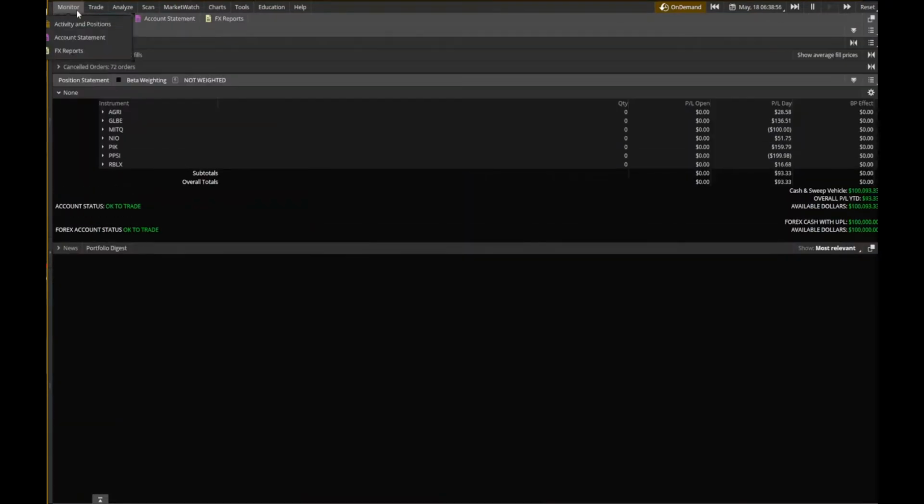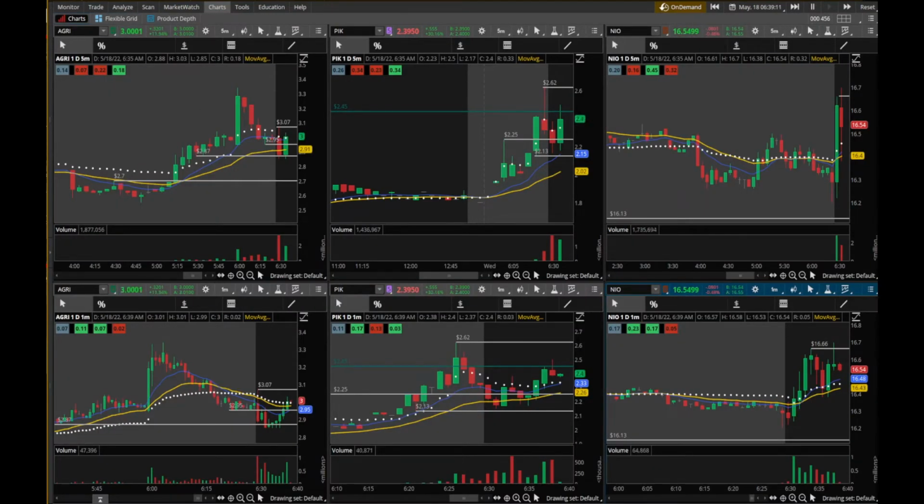Let's take a look at that P&L. Uh-oh. Okay. I forgot to hit the reset and reset my account. So this is showing trades from yesterday. That's why it only shows a profit of $93. So we're going to have to do the math in our head. 159, 51, and 28. So that's about 230.